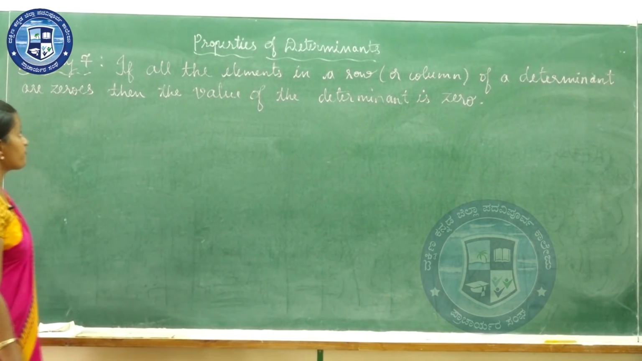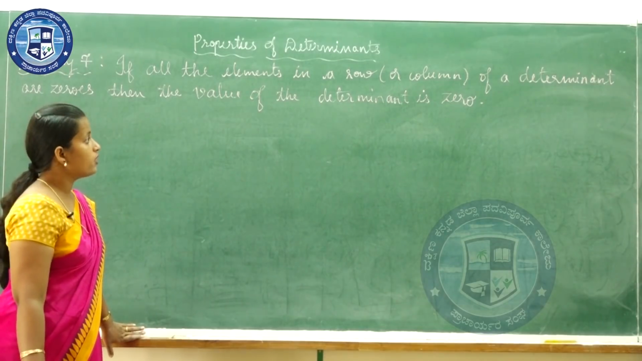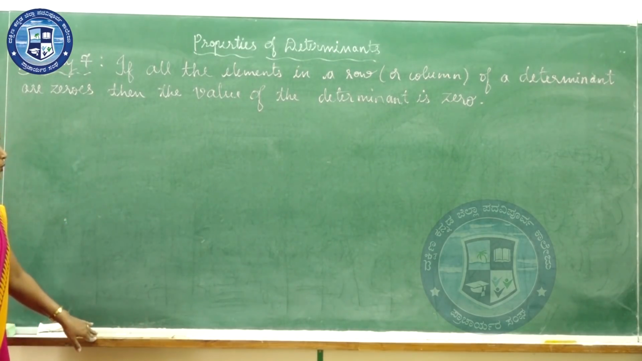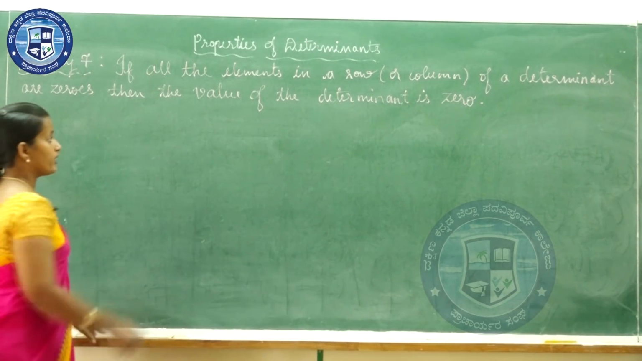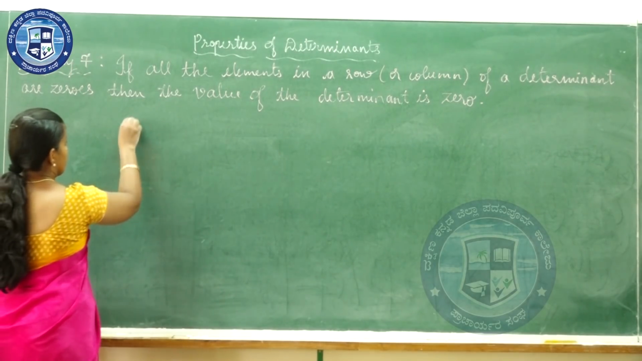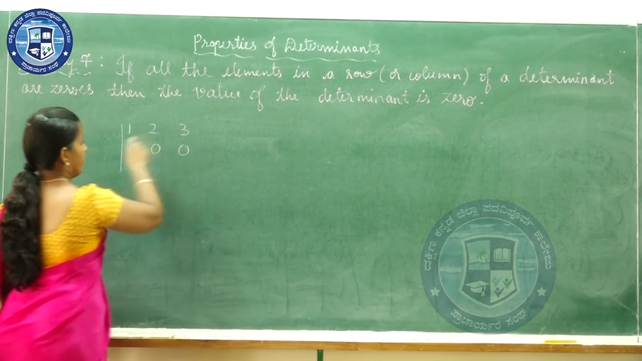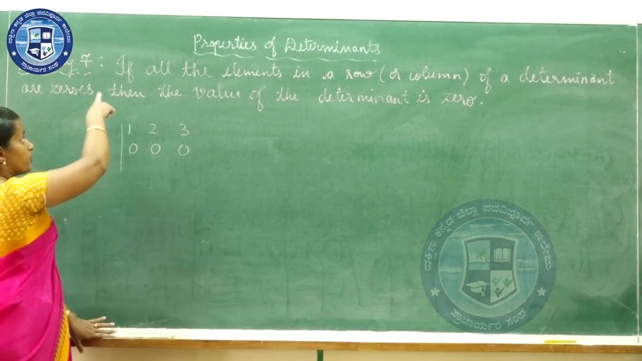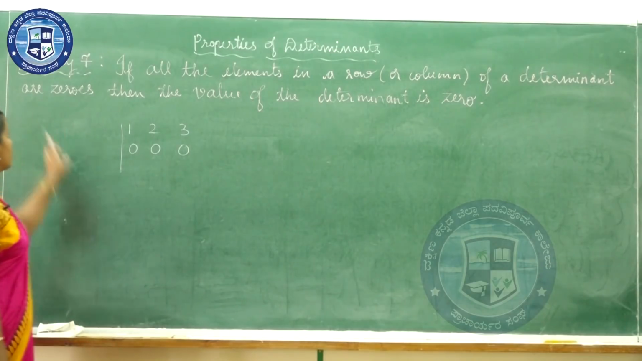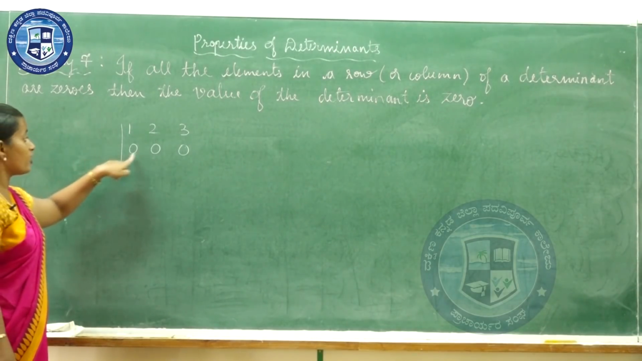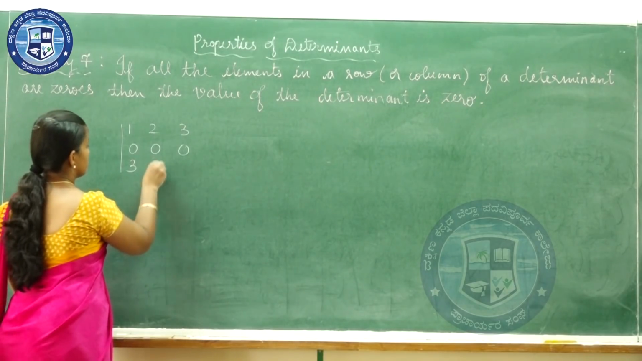Property 7: if all the elements in a row or column of a determinant are zeros, then the value of the determinant is 0. So let me take an example. Let me consider the determinant 1, 2, 3, then entire row 0. That is what is given in the property. If all the elements in a row of a determinant are zeros. So I am considering all the elements in the second row to be 0. So then I will consider 3, 4, 5.